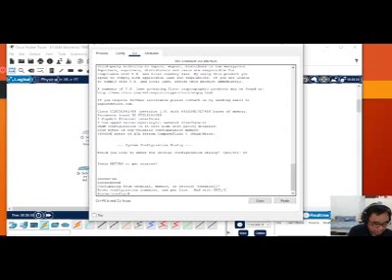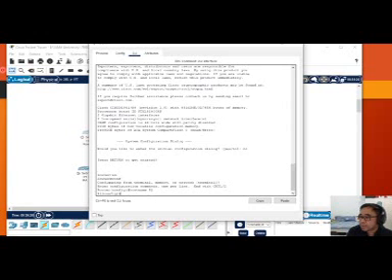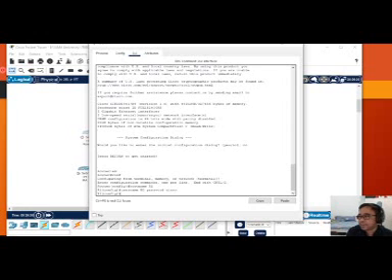Let's set the hostname to R1. What else? Let's set the username and password. The username will be R2, the other router. So username R2 and password Cisco. Okay, let's go to the interface.